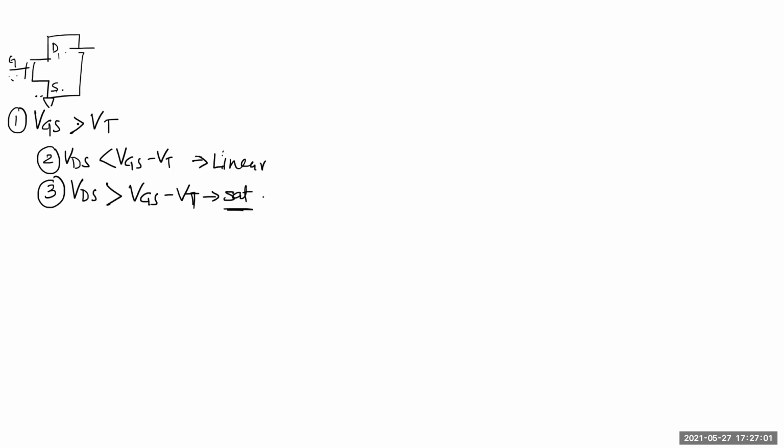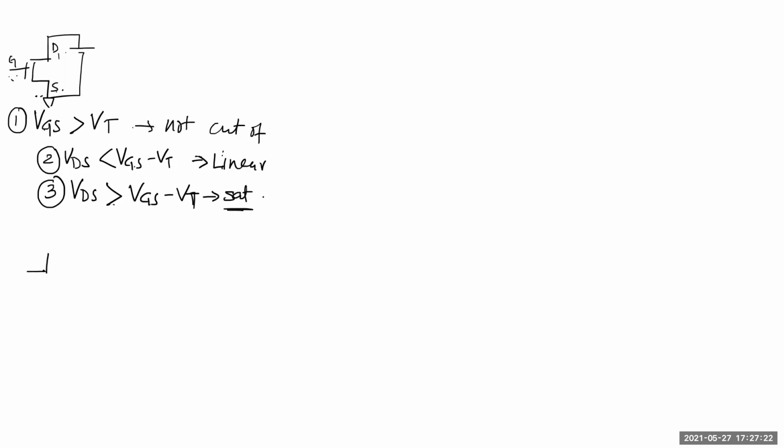So these are essentially your three conditions you want to look at. Basically, you first have to see if VGS is greater than VT, and then check if it is linear or saturation. If VGS is greater than VT, then it is not cutoff, right? Otherwise, it is cutoff. Then you don't have to check any of these.